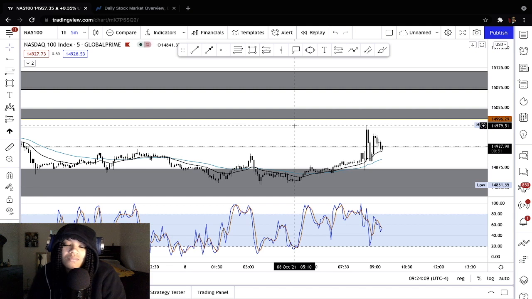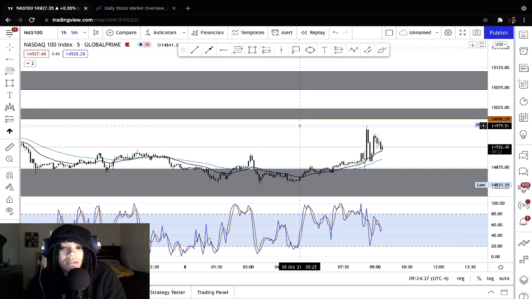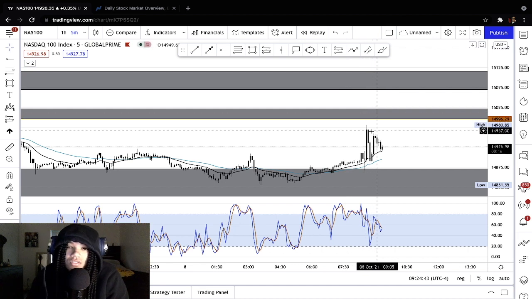Right now my bias is a sell. But I can't technically say that until I read what's going on with the news. I can't really make a decision on that yet, because something can pop up with the news and really affect it. It could break this whole zone right here, or it could drop down.